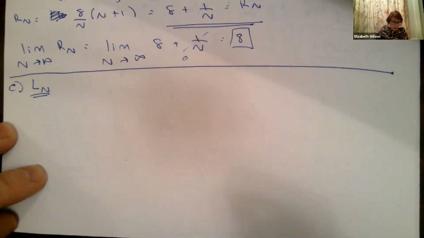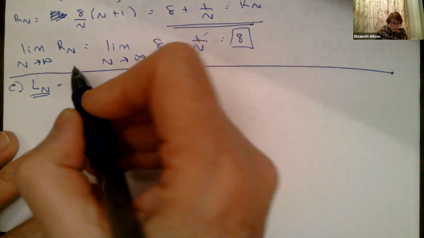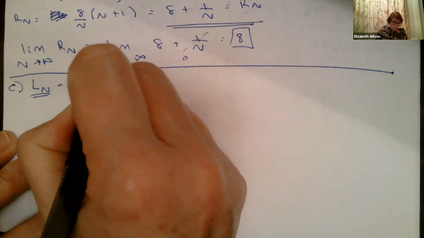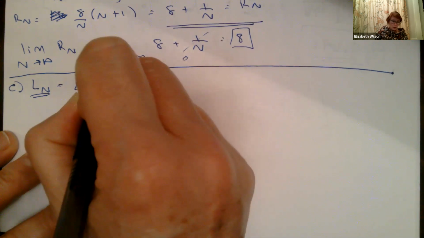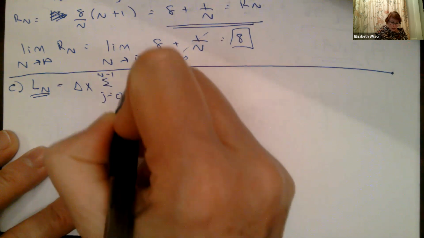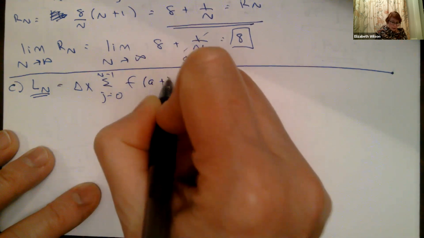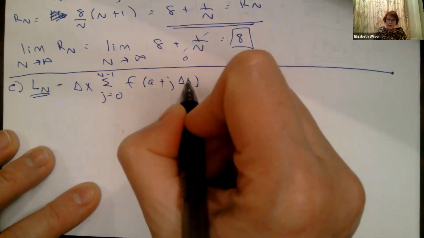Okay, so L sub n. So L sub n, right? Let's come up with the formula for L sub n, and then we're going to take the limit for that. Okay, so L sub n, remember, is delta x times the sum from j equals 0 to n minus 1. This comes from the stuff that we talked about last time. Okay, delta x is the width of our rectangle. f of a plus j delta x is the height of our rectangle.